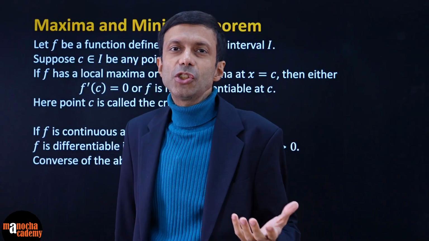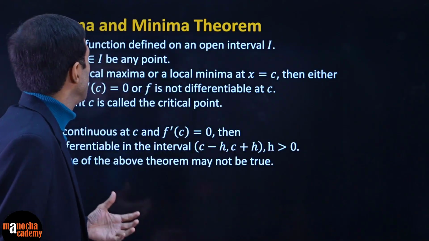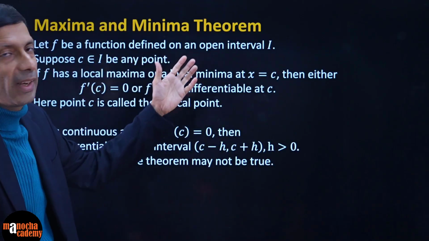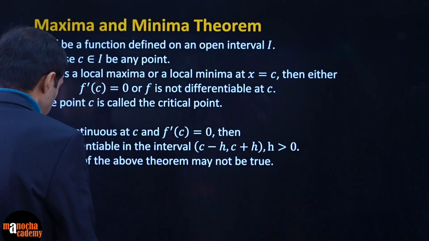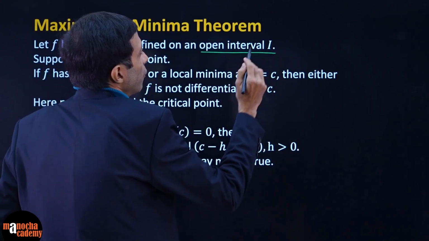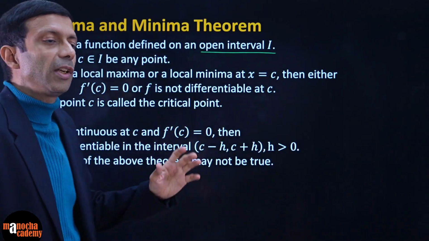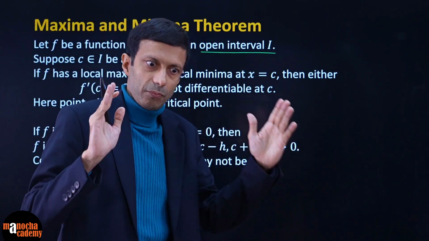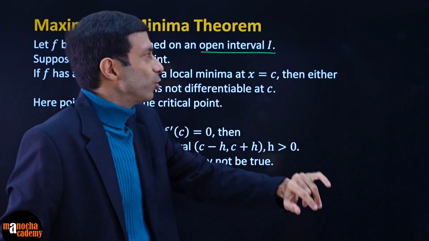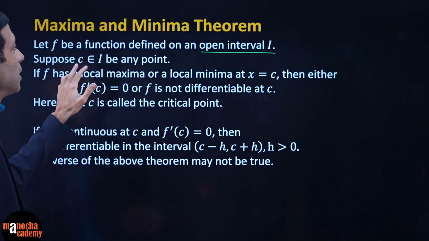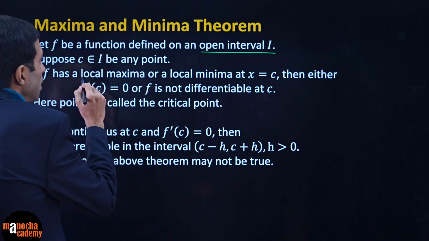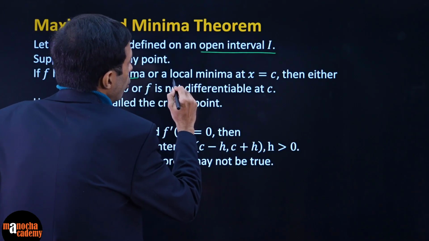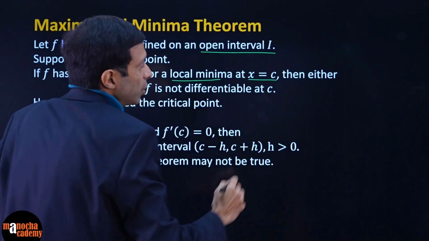So now let's look at this theorem based on the concept we have learned, that if a function is defined in an open interval. This time we are considering an open interval, because open interval means you are looking for those local maxima and minima. Closed interval means absolute, right? You have fixed it, you have closed the door. So here open interval, and suppose C is any point. Open interval means local, so local maxima or local minima at x equal to C.